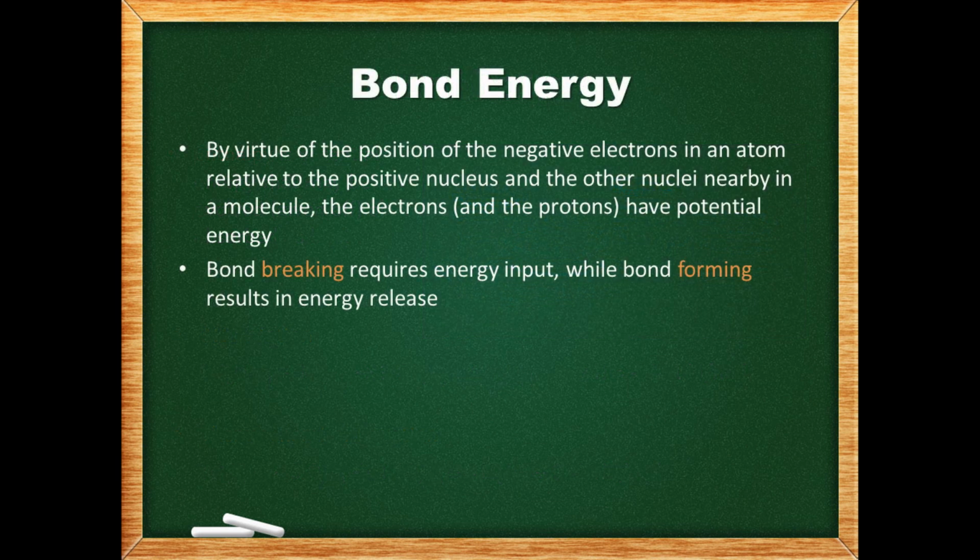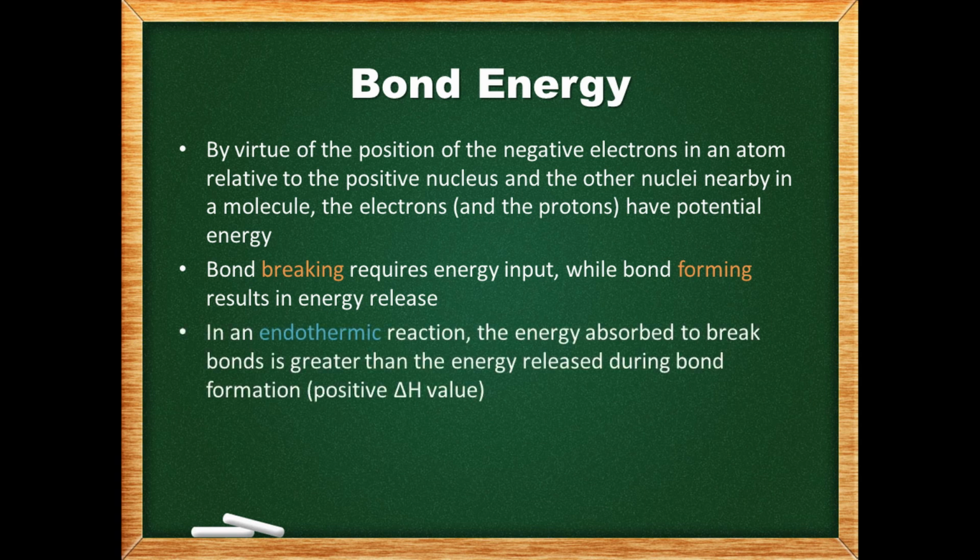To investigate why the enthalpy stored in reactants differs from that in the products, we need to look at bond energy. The electrons in the atoms of molecules have potential energy by virtue of their position relative to the positive nucleus. This chemical potential energy is called bond energy. We know intuitively that breaking something requires energy. Bond breaking requires energy input while bond forming results in an energy release.